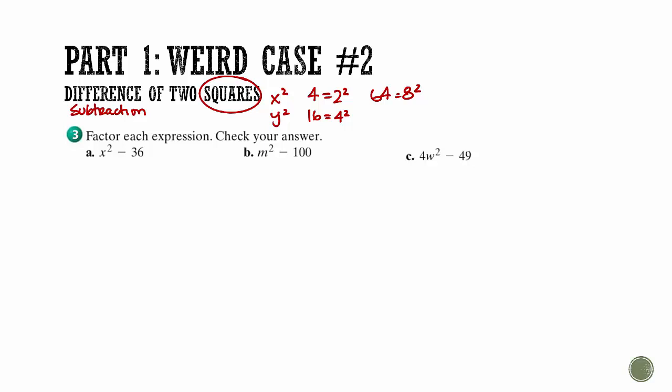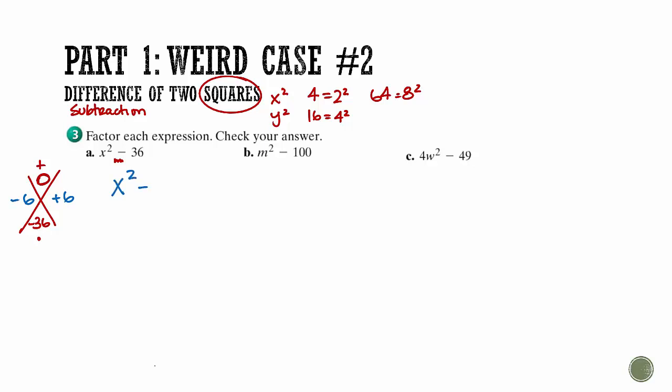So the steps are exactly the same. Look for a greatest common factor. They don't have anything. So then you start racking your brain. You want two numbers. They have to add to make 0 because there's no middle term to break up here. And they got to multiply to make a negative 36. These numbers are positive 6 and negative 6. Those add to make 0 and multiply to make negative 36.